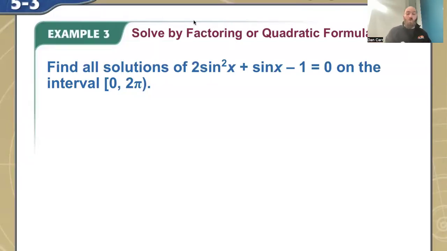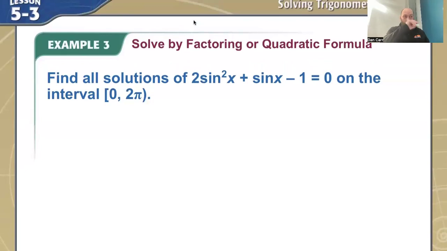Today we're going to continue with our solving. We get to use a little bit more algebraic skills as well as some identities to help us solve. Okay, so we want to find all of our solutions of 2 times sine squared x plus sine of x minus 1 equals 0 on the interval 0 to 2 pi.